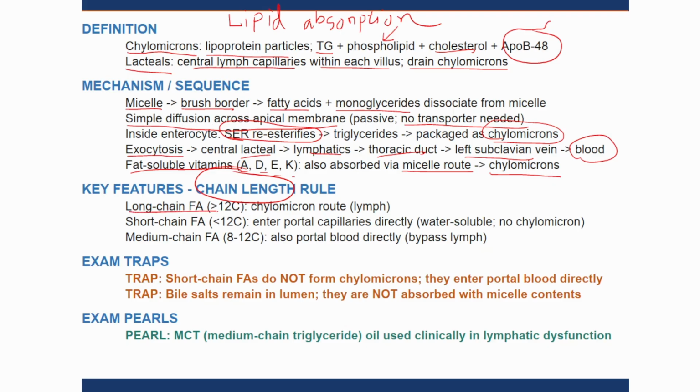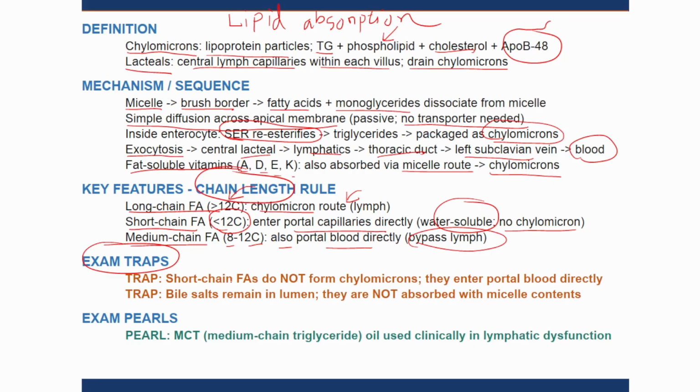Long-chain fatty acids having carbons more than 12 are forced into the chylomicron route via the lymph. Short-chain fatty acids having carbon number less than 12 enter portal capillaries directly because they are water soluble and form no chylomicron. And medium-chain fatty acids having carbon between 8 and 12 also enter the portal blood directly to completely bypass the lymph. Let us expose the common trap regarding short-chain fatty acid transport.